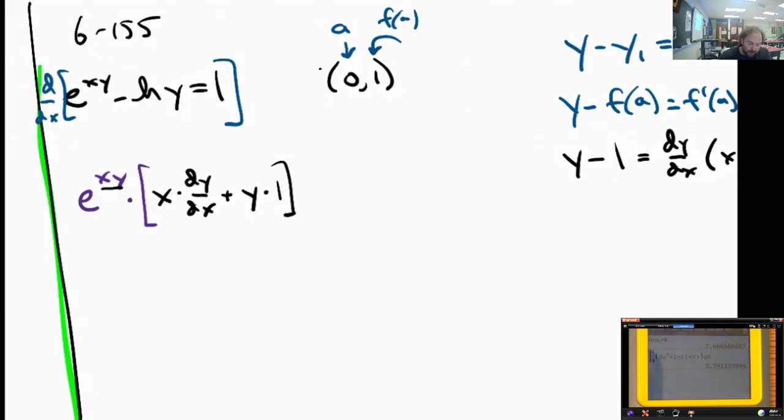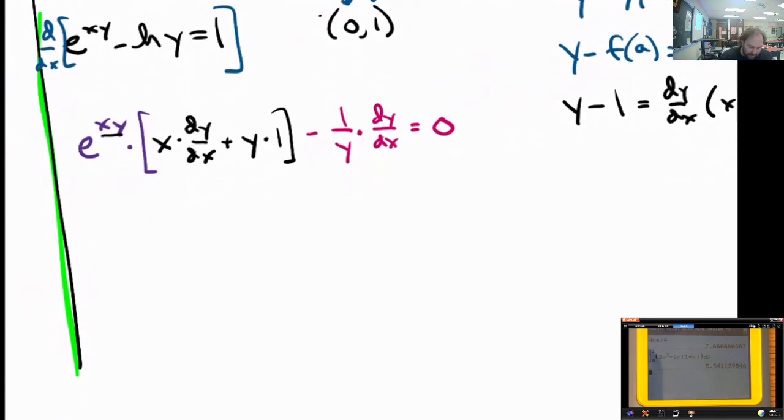The next chunk of the problem is the natural log of y, which has an easy enough derivative. It's minus 1 over y. But don't forget, since y is not the derivative's base, we're multiplying by dy dx. And this is all going to equal 0 because we are taking the derivative of 1 with respect to x, which is a constant. From here, as garbage as that looks, it's just a matter of solving for dy dx.